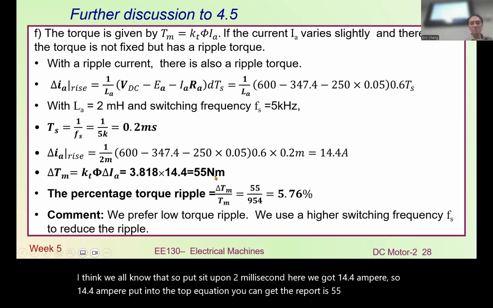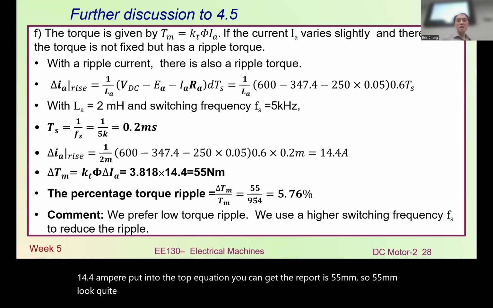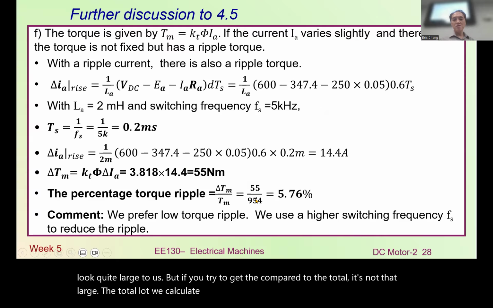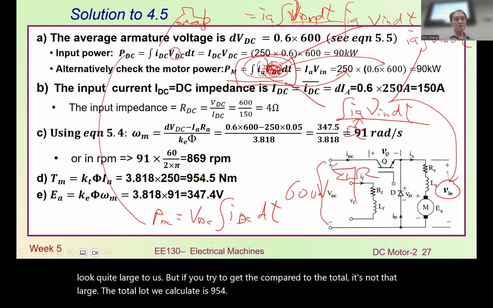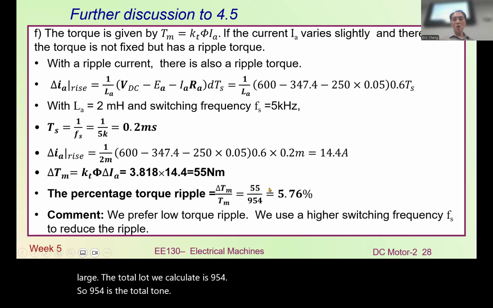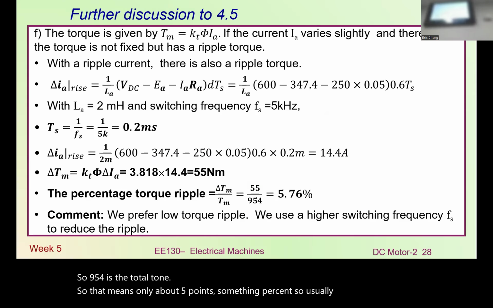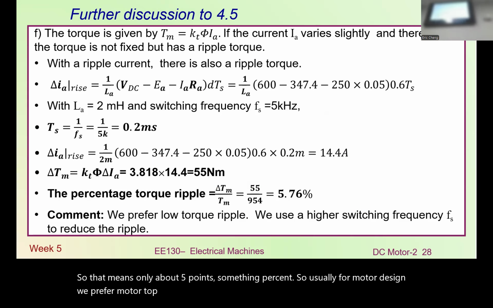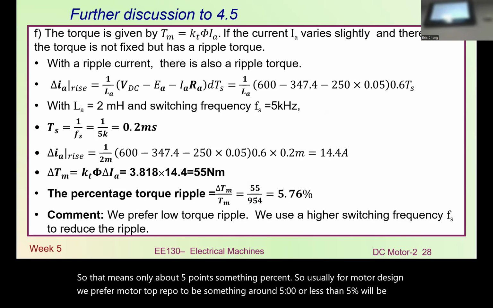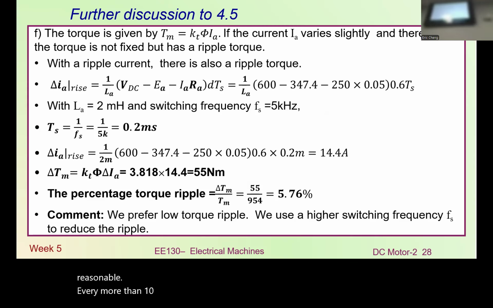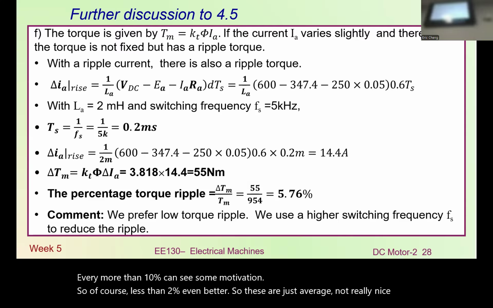So 55 Newton meter looks quite large to us, but if we compare it to the total torque, it's not that large. The total torque we calculated is 954. So 954 is the total torque. That means only about 5 point something percent. Usually for motor design, we prefer motor torque ripple to be around 5% or less than 5% to be reasonable. Anything more than 10% can see some vibration. Of course, less than 2% is even better. So this is just average, not really a nice motor, still at 5.7% ripple.